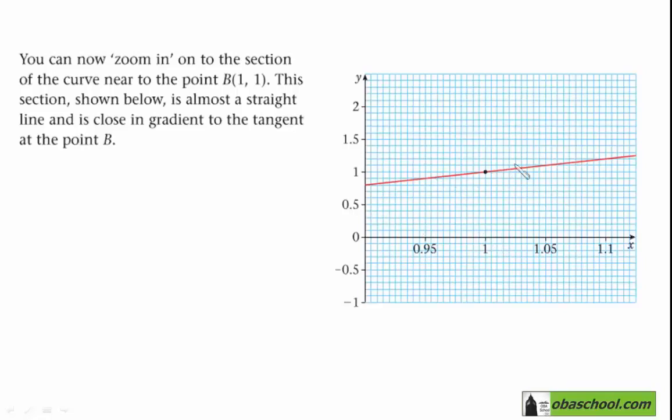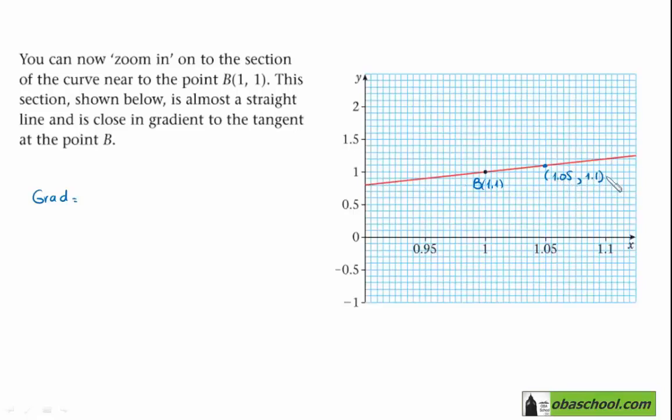Seeing this curve almost as a straight line is going to make it easier for us to find the exact gradient for this tangent line. Therefore, if we take another point that is very close to this point B, we can take, for example, the point (1.05, 1.1), which is very close to the point B, that is (1, 1).